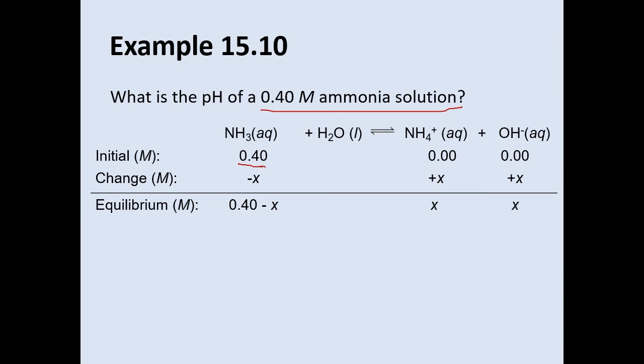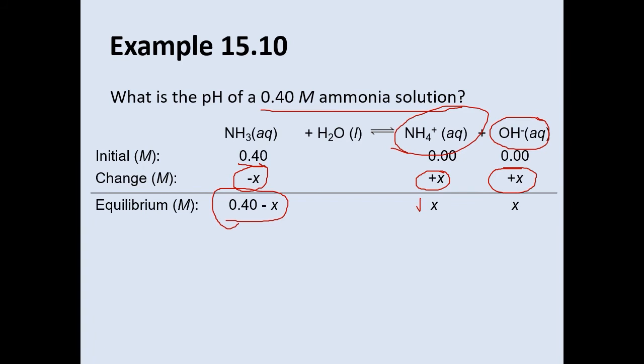We arbitrarily say that negative X amount has dissociated, and X amount of ammonium and hydroxyl ion has been produced. Ammonia is the base, so it will be hydroxyl ion, not hydrogen ion, and ammonium will be produced from the hydrolysis of ammonia. At equilibrium we have this value left, and X of hydroxyl and X of ammonium have been produced.